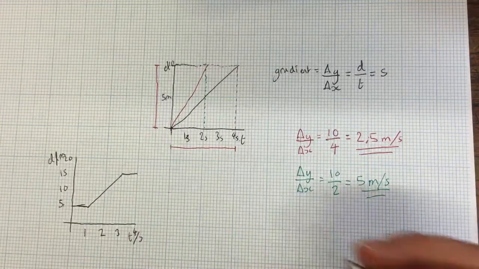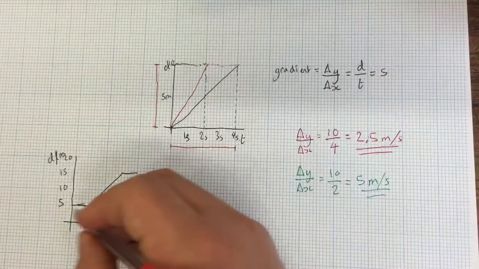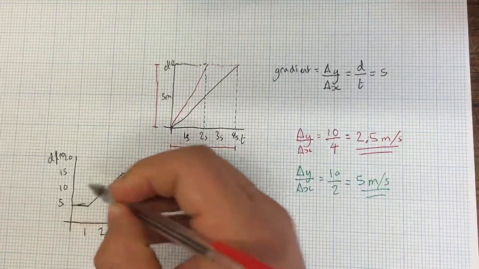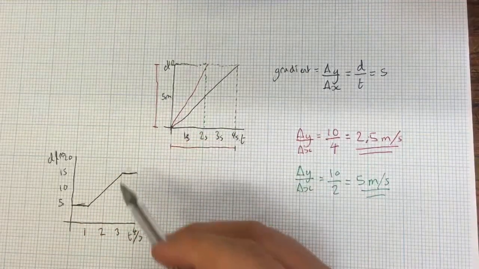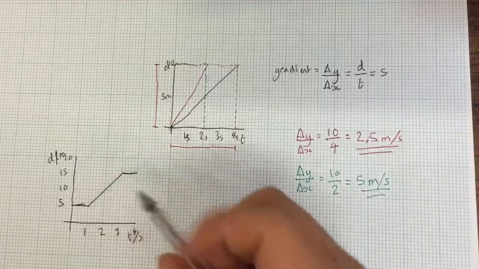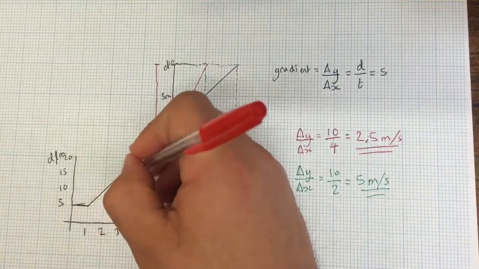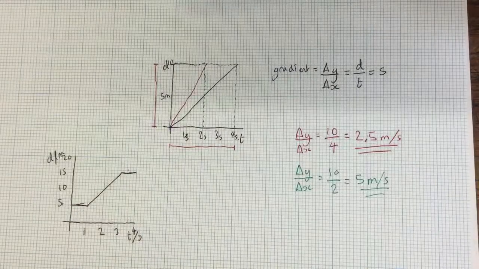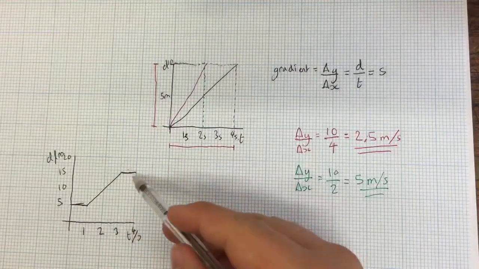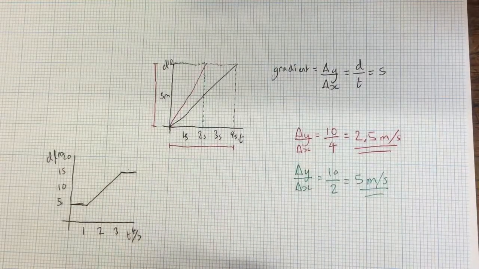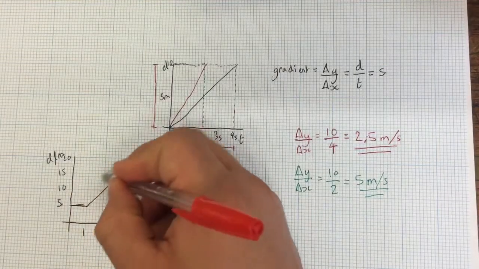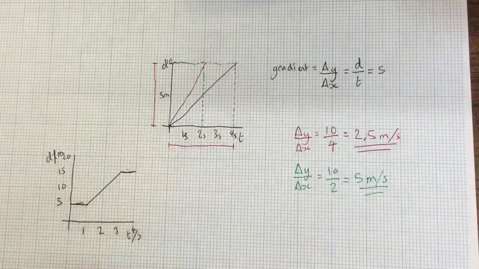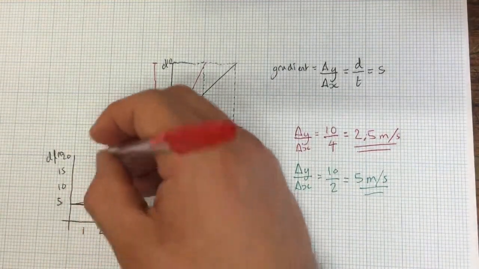So if I was to try and work out the gradient for these two flat bits, my change in y is 0 because it isn't going up or down on this axis. So for these two bits, the gradient is 0, which means the speed is 0, which should make sense because we know that at these two points the object has stopped. At this point, when it's going at constant speed, this is the bit I want to work out.